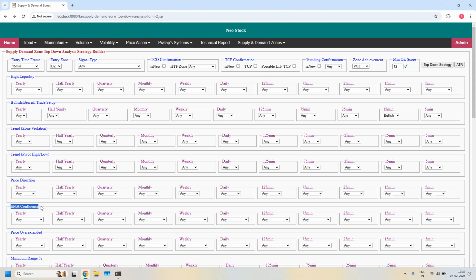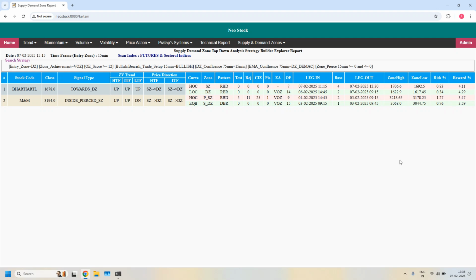So in the EMA confluence at 75 minutes time frame, why 75 minutes? Because 15 minutes demand zone is overlapped with 75. That's why we are verifying whether the 75 minutes demand zone is having daily EMA confluence or not. So let's filter. We got 2 stocks. So these 2 demand zones are even more high probability trade setup supported 15 minutes demand zones. Okay, this is LTF and ITF specific.